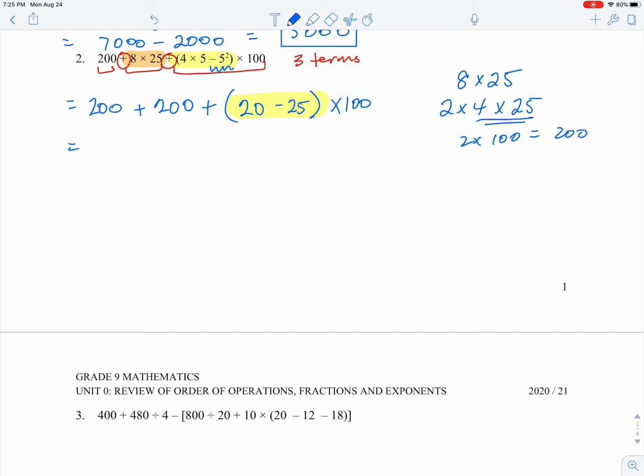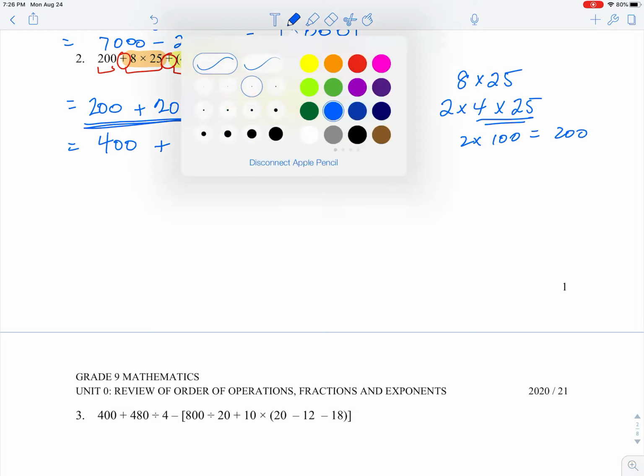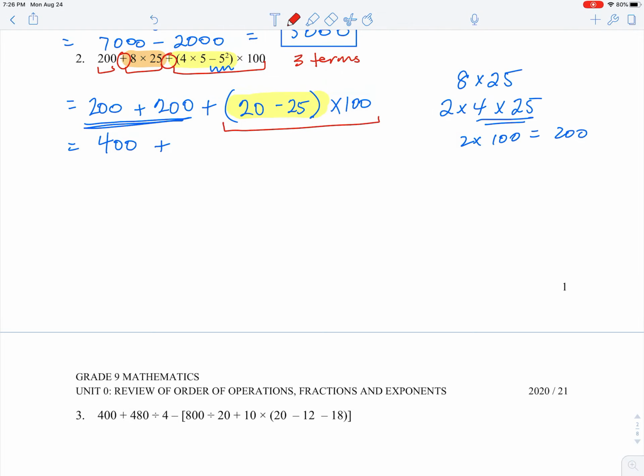So I get 200 plus 200, 400. I've combined those two. Plus, this is all one term, so I have to do it all together. 20 minus 25 is minus 5, times 100. So that's 400 minus 500, which overall gives me minus 100. And that would be my final answer.